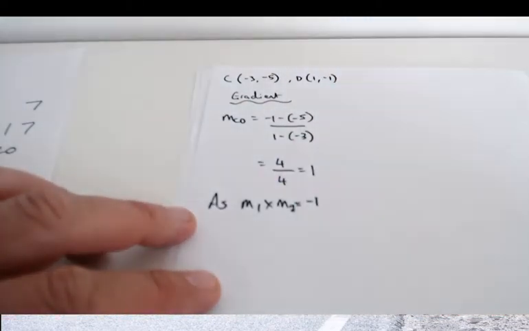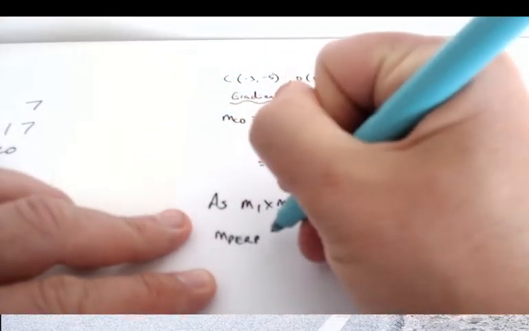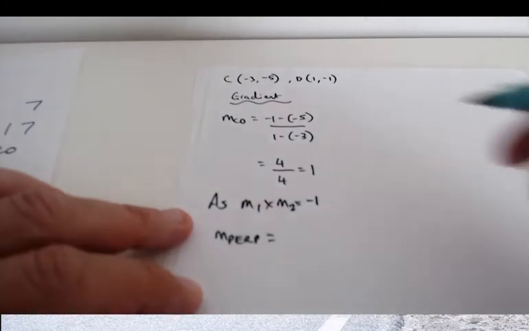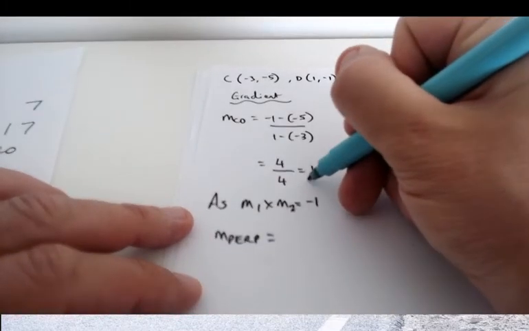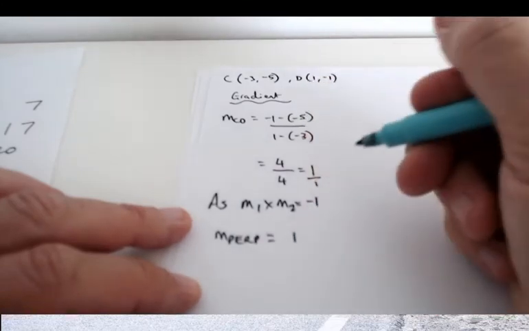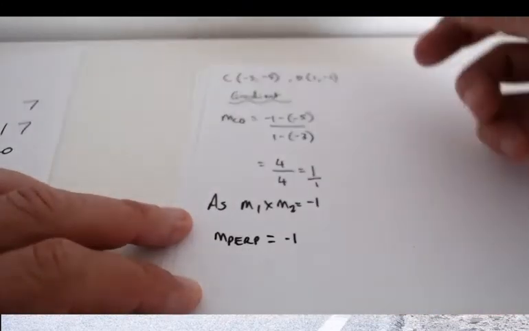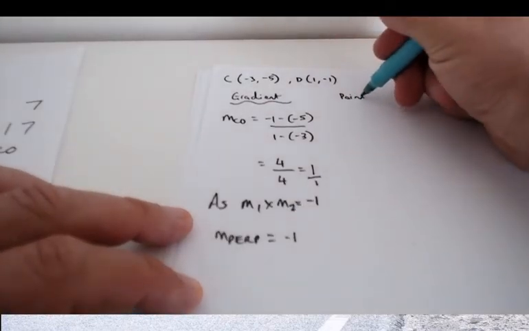It tells the marker we know what we're doing. And then I want to do my perpendicular gradient. So I'm going to turn it upside down and I'm going to change the symbol. Remember, 1 can be written as 1 over 1. So if I turn it upside down, it's still 1 over 1. So it's still 1, but I change my symbol to get a minus 1. Gradient sorted. Next thing is the point.